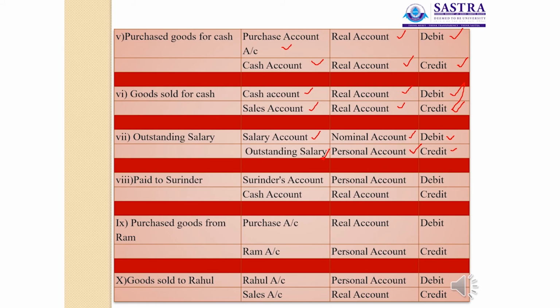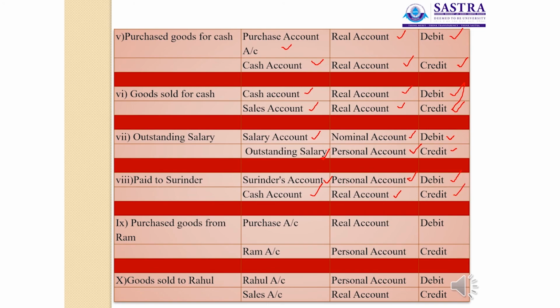Then the next one is paid to Surender. Here there are two accounts involved: Surender account and cash account. Surender is a personal account. Cash account is a real account. For a personal account, debit the receiver, credit the giver. Here Surender is the receiver, so the Surender account will be debited. Cash goes out of the business, so that account will be credited.